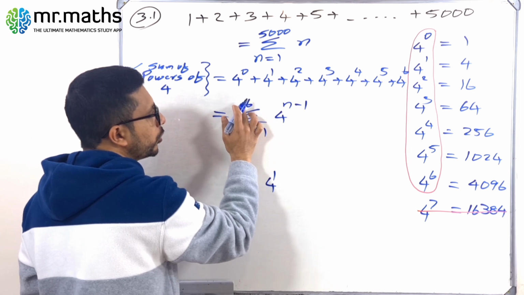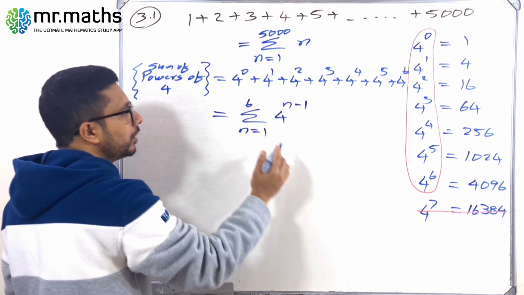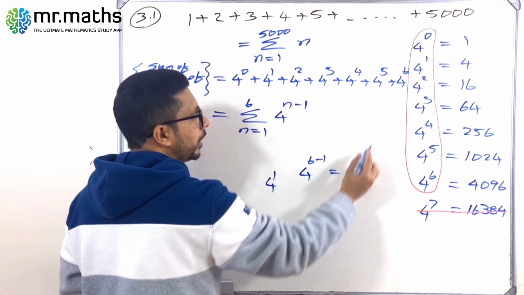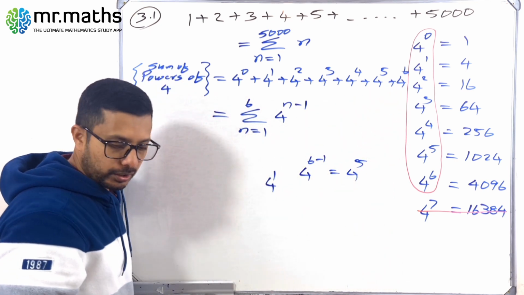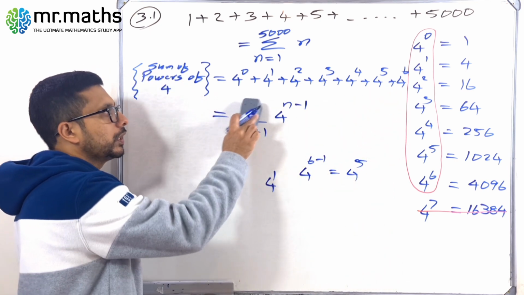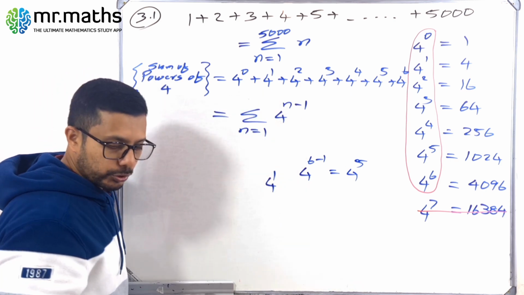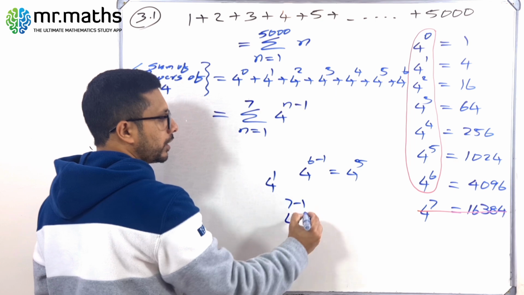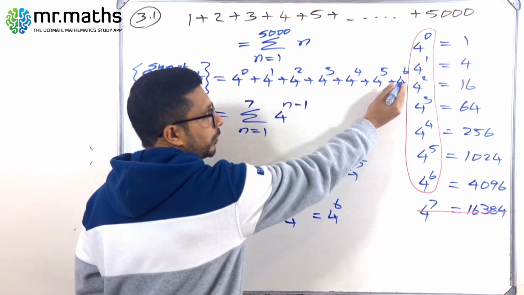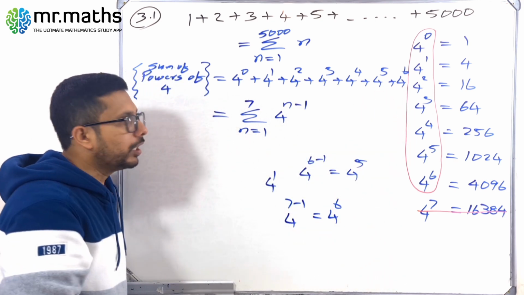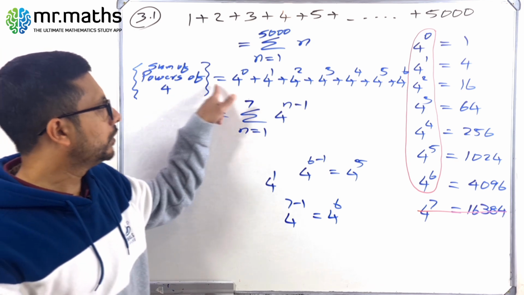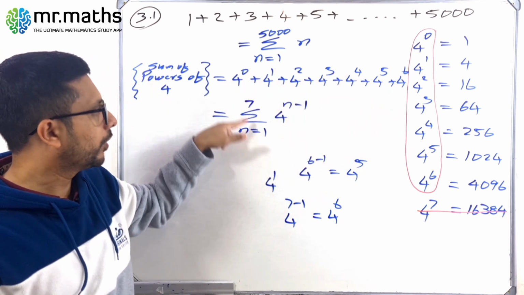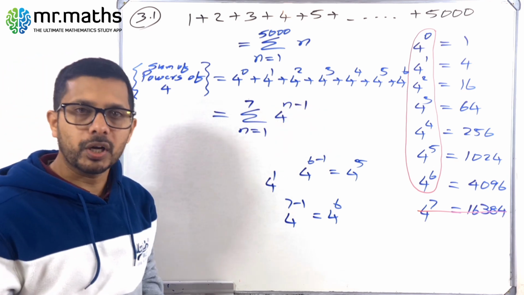But here if I put 6, I am getting only 4 raised to 6 minus 1, that is 4 raised to 5, only up to there. But I have one more term here, okay. So I am not supposed to put up to 6, I am supposed to put up to 7. Then with 4 raised to 7 minus 1, I will get the last term, 4 raised to 6, okay. So the sigma notation for the sum of the powers of 4 is sigma n is equal to 1 to 7, 4 raised to n minus 1, okay.